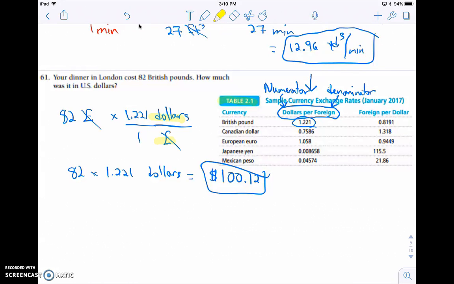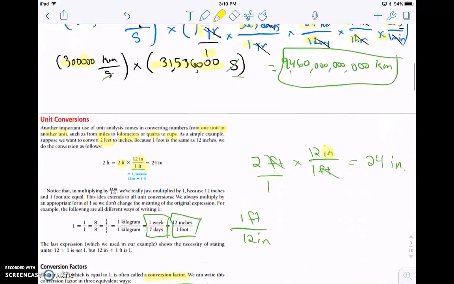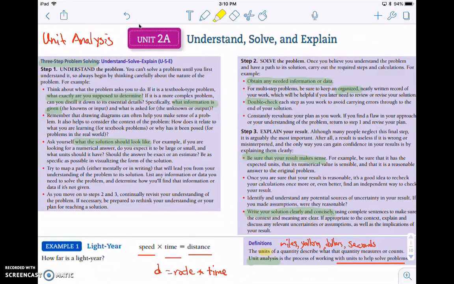So that's a wrap for Unit 2A, using the idea of understand, solve, and well, I just forgot the title there. Understand, solve, and explain. Sorry, that was where we were at initially. So we use that idea on the concept of unit analysis.